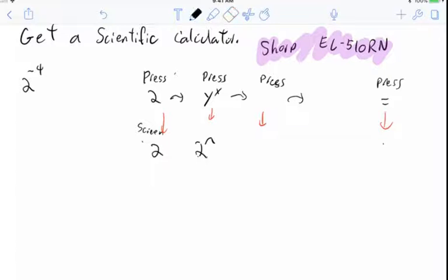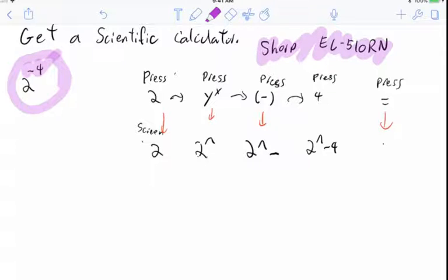The negative sign on my calculator is different than the minus sign. The negative sign at the bottom looks like this. And that means put a negative number in. Okay? And then I'm going to press 4, because I'm trying to enter this part here. The screen says 2 uppy mark minus, and now I press 4 and it goes 2 uppy mark minus 4, which is the calculator's way of saying this number here. Then I press equals and it spits out the answer, 0.0625. Okay, did you get the same one?